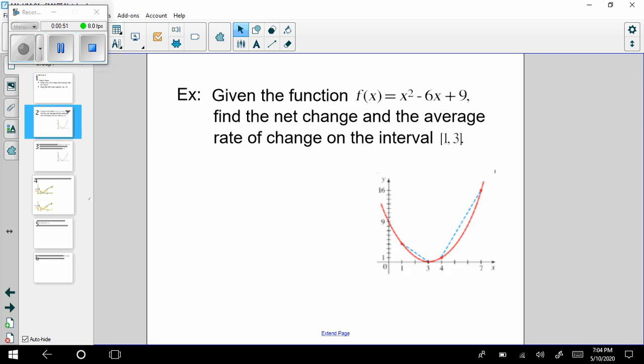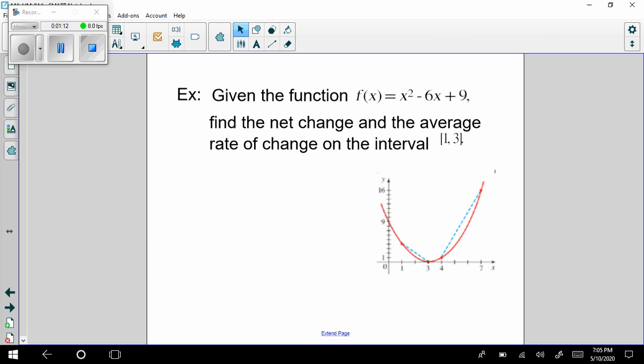All right, so for this first one, I'm giving you the function x squared minus 6x plus 9. I've given you the graph, and the dashed blue lines are both secant lines. So if you recall, a secant line is a line that intersects a curve at 2 points. So we are going to find net change, and we are going to find the average rate of change.